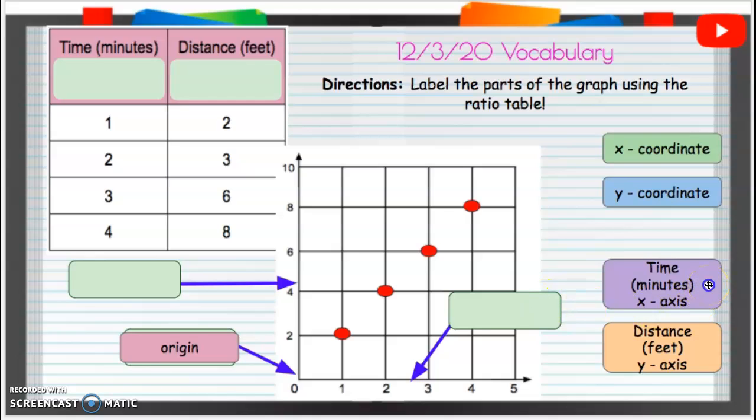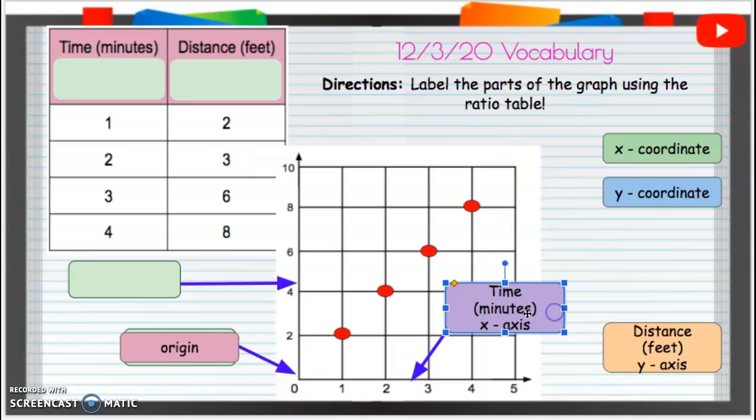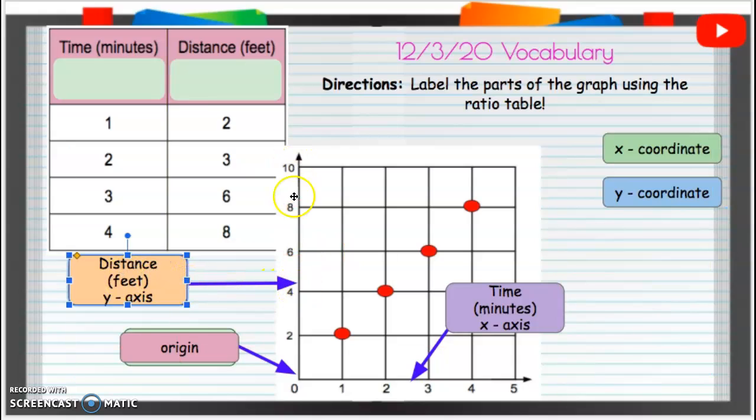Now, we can take a look at some different coordinates, but the axes, remember, our x-axis is going to be the one going left to right. So that is going to be here, the one pointing to this axis, left to right here, the x. And then our y-axis is going up and down. So in this case, it's distance in feet here. So I'm going to put this over here. This is our y-axis.